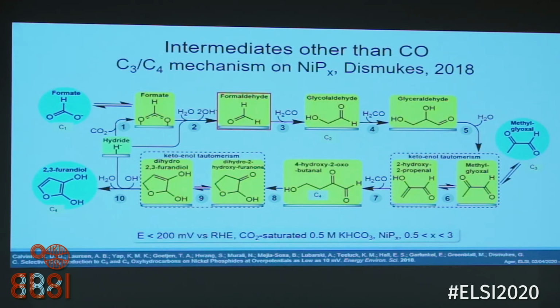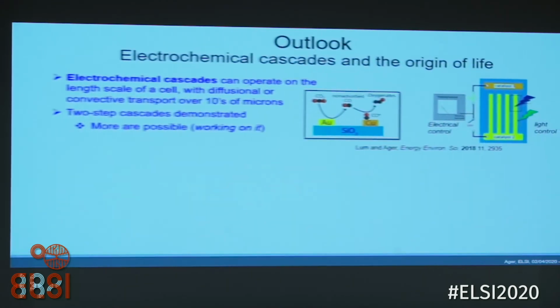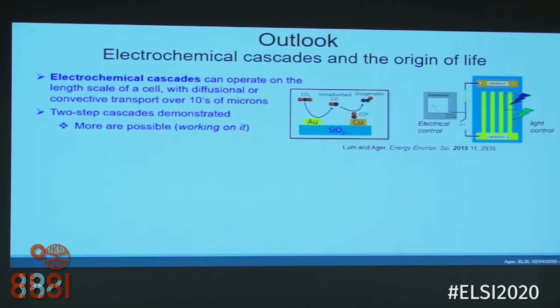So I want to say that although I talked experimentally from my group about using CO as an intermediate, formaldehyde might also be possible as we attempt to build a network that might be more relevant to the origin of life. So I'm going to finish here. I talked about essentially what I've been working on in my group, and that's shown in blue.